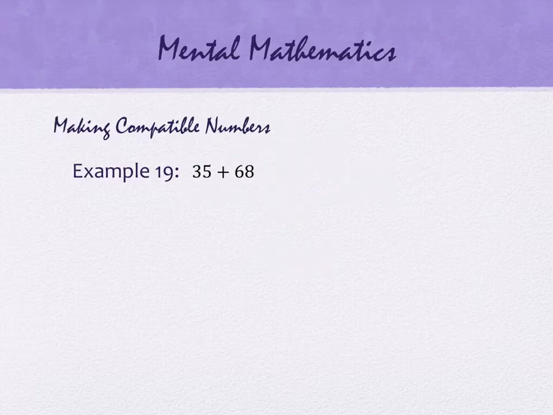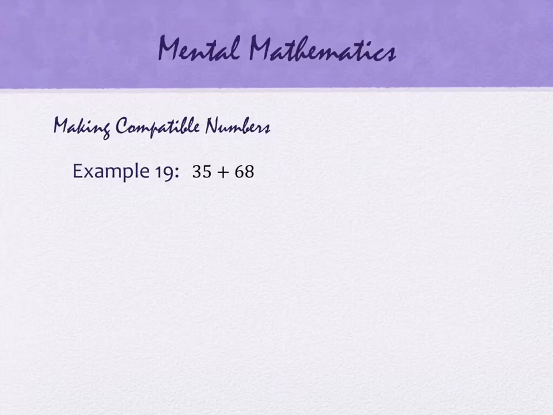When you don't actually have compatible numbers, you can also make compatible numbers. So here's an example of making compatible numbers. 35 and 68 are awfully close to compatible. If we shifted one of them just a little bit, and we have to compensate for the shifting, we don't just get to change the number and not pay for it, right? We pay for the changes we make. But we don't pay much.